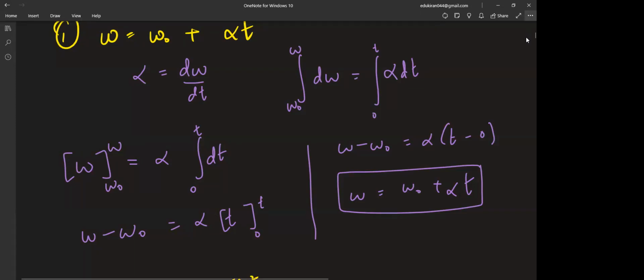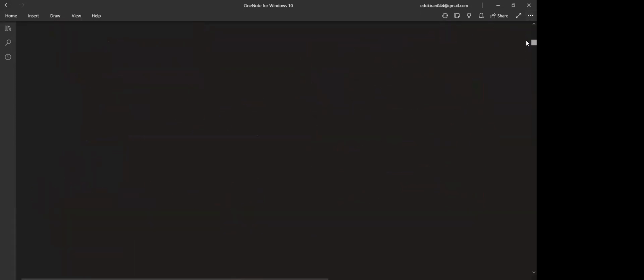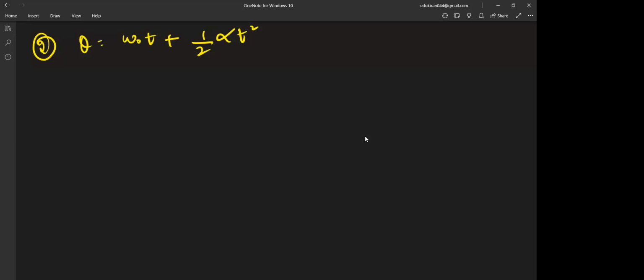Second one also, let us complete it itself. Theta is equal to omega t plus half alpha t square. Now see, we'll start with omega. Omega is what? d theta over dt. Just remember the first steps and you will be able to manage all these questions. So omega dt will be integrated from 0 to t, and then you have d theta, which you are integrating from 0 to theta.